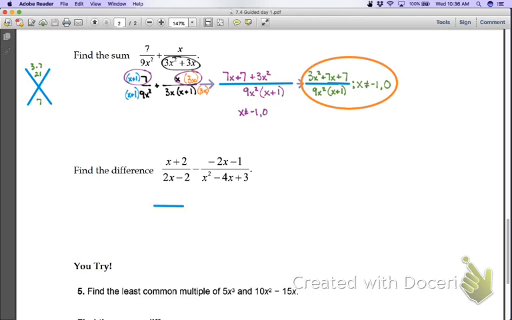So with the division, I'm going to factor. I can factor out a 2, and then I have an x minus 1, and then I have x plus 2. Minus. If I factor the bottom side here, I have two numbers that multiply together to give me 3, combined to give me negative 4. So x minus 1, x minus 3. Negative 2x minus 1 on top.